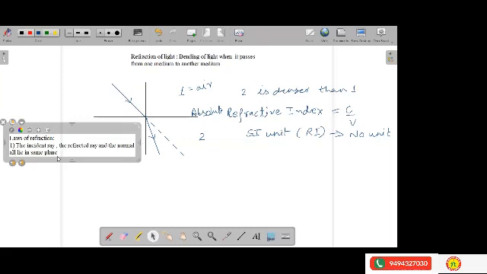What, I didn't get your question. Sir, how are the refracted ray and incident ray in the same plane? In the same plane. Okay. So here we are discussing the plane.